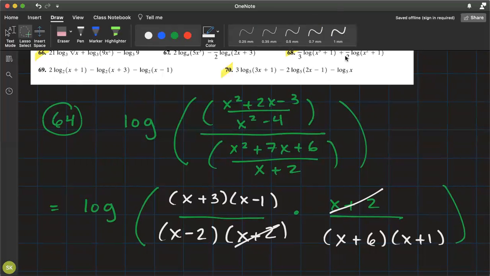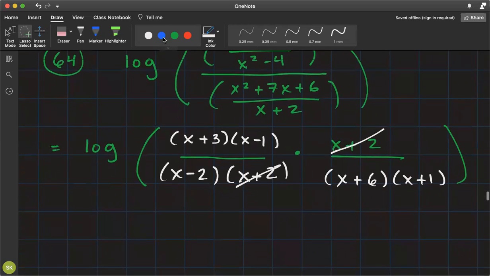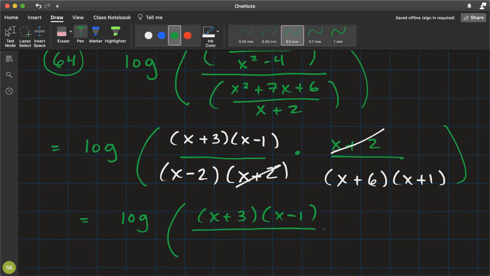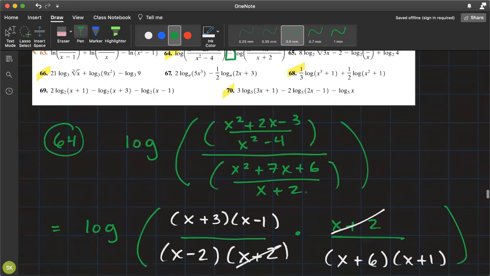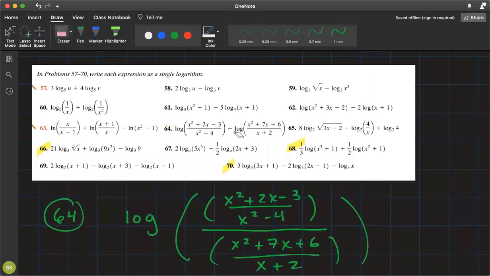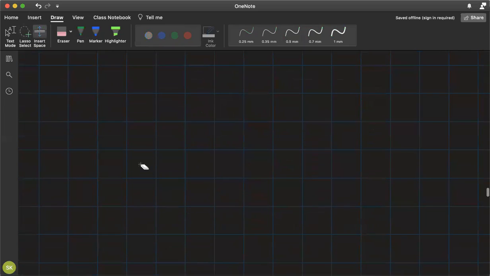So let's see. It doesn't look like I can factor anymore. So I'm actually going to write this as log. On the top, I have x plus 3, x minus 1, and then on the bottom, I have x minus 2, x plus 6, and x plus 1. Now you could FOIL this out and FOIL this out if you want to. I'm going to leave it just like that. All right, so we did 64. 66 doesn't look too bad. Let's give that a shot.